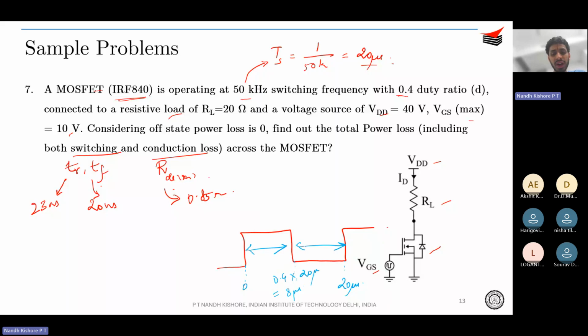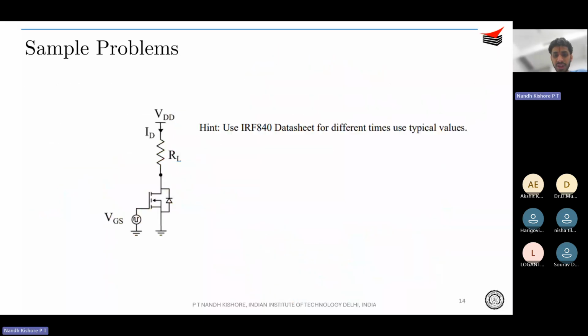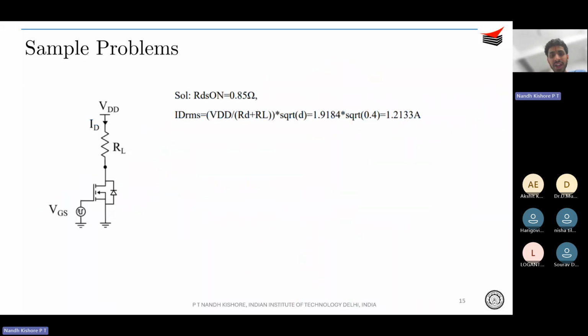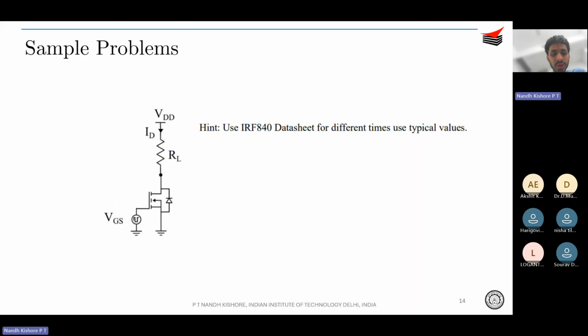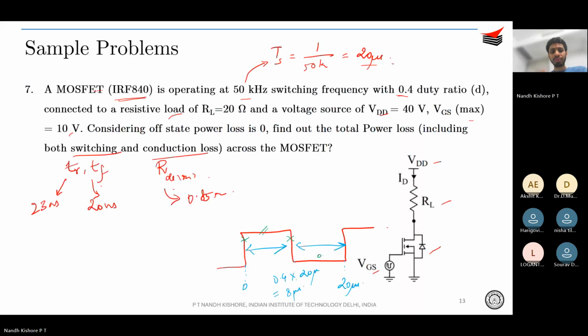And you are supposed to find out conduction loss and switching loss. Switching loss happens during this interval and this interval, and conduction loss happens during this interval. They have given that the off-state loss is 0. So that is what we did. We used the IRF 840 data sheet. First of all, what is RDS on? RDS on is 0.85 ohms. So we will go back over here.